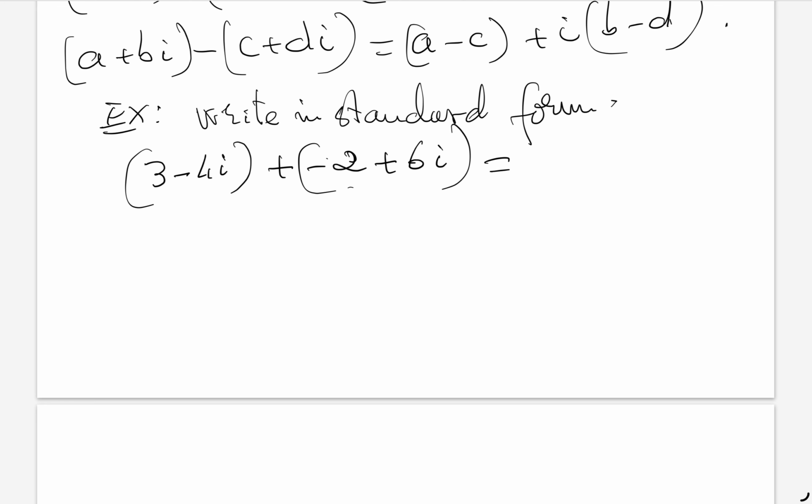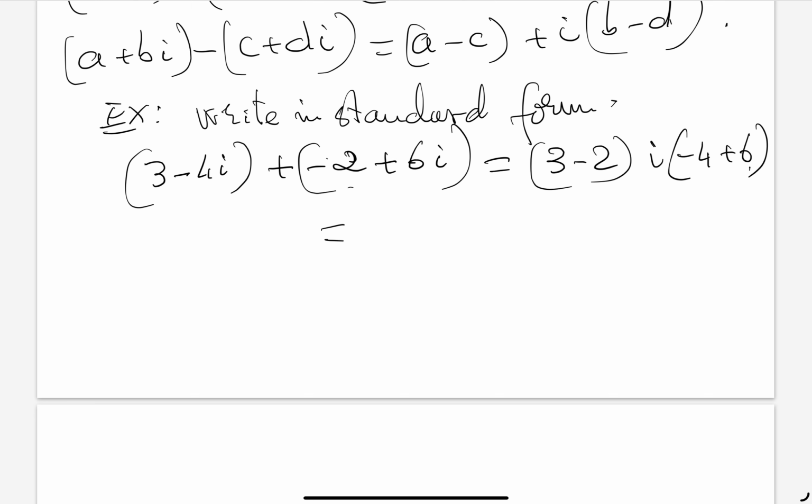So here you have to combine first the real part. The real part here is 3 minus 2, parenthesis, and you have i times negative 4 and then plus 6. And then keep going. 3 take away 2 is just 1. Plus 6 take away 4 is just 2i. That's it. Okay?